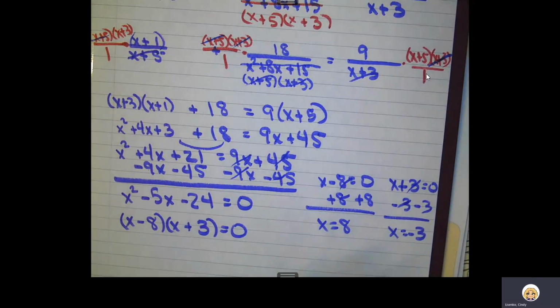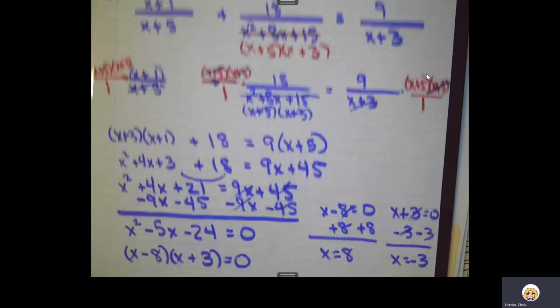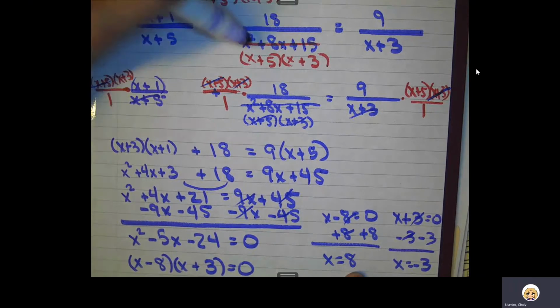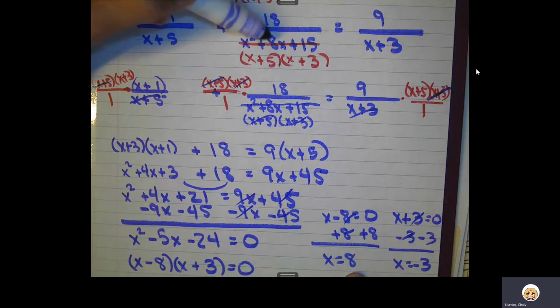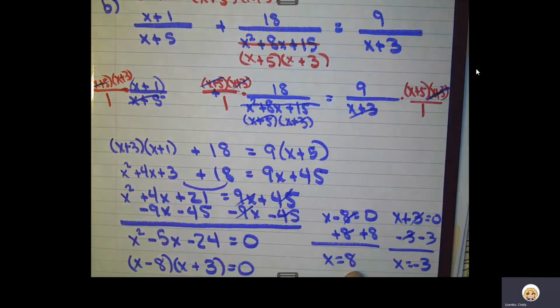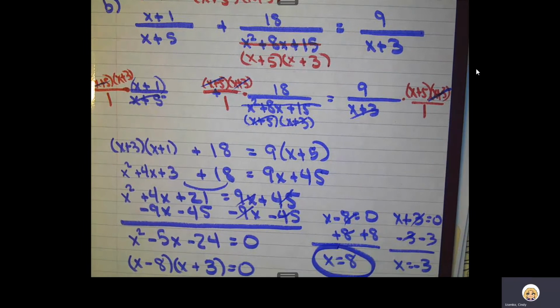Before I circle my answers, I need to make sure that these are not going to make my denominator 0. So I'm going to go to the original problem. Here's my original. I'm going to plug in 8 to the bottom. 8 plus 5, 13. That's not 0, so I'm okay. If I plug in 8 here, 8 squared plus 8 times 8 plus 15, that does not give me 0. If I plug in an 8 here, 8 plus 3 is 11. So this answer is okay.